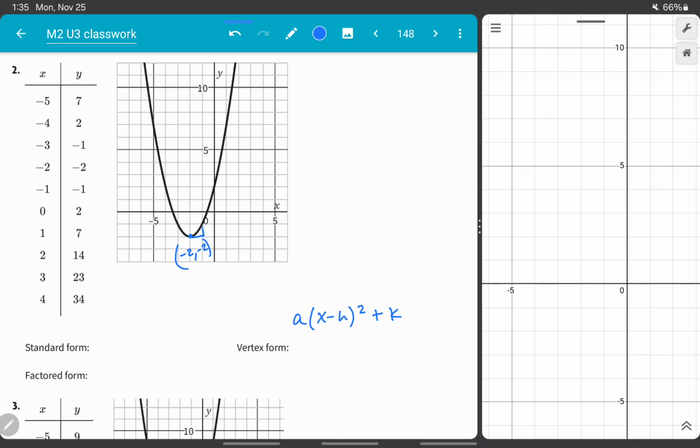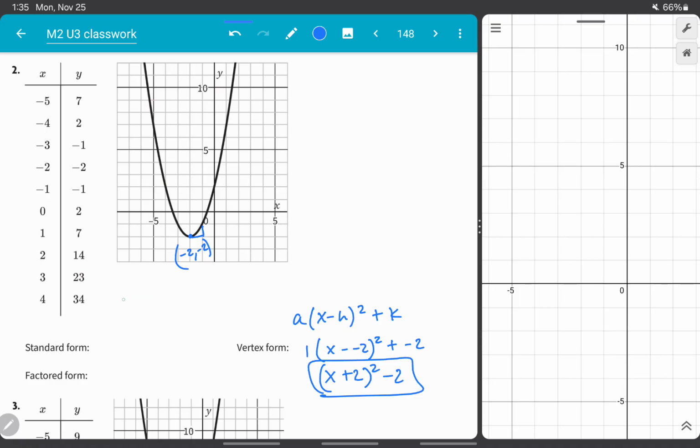Looks like my a value is going to be 1 since I'm going right 1, up 1. So 1 times (x minus -2) squared plus -2. Let's simplify: (x plus 2) squared minus 2. So there's my vertex form. I can get from vertex form to standard form pretty easily.